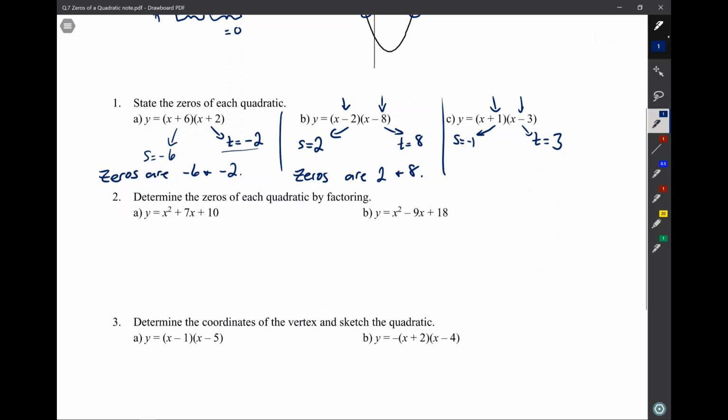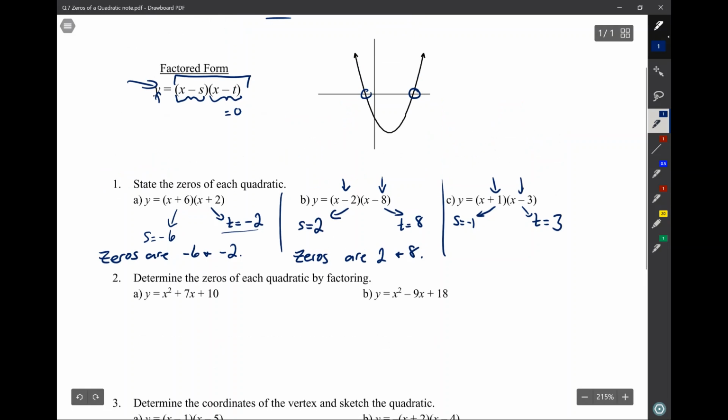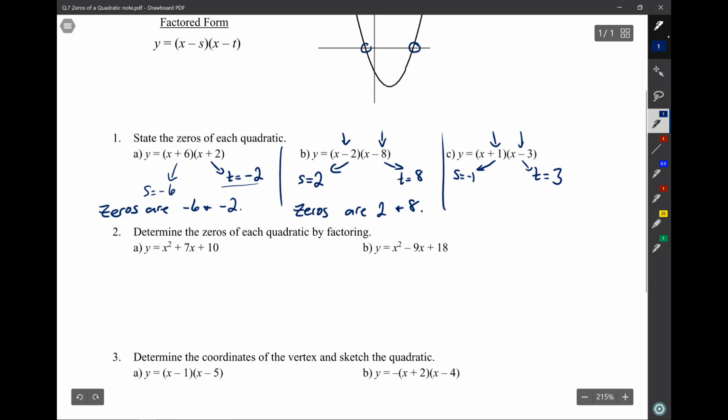Now let's take a look at questions where we're not given our quadratic in factored form. Here we're given it in standard form, and let's take a look. We know how to factor because we've been working on that lately. We'll use our man method.